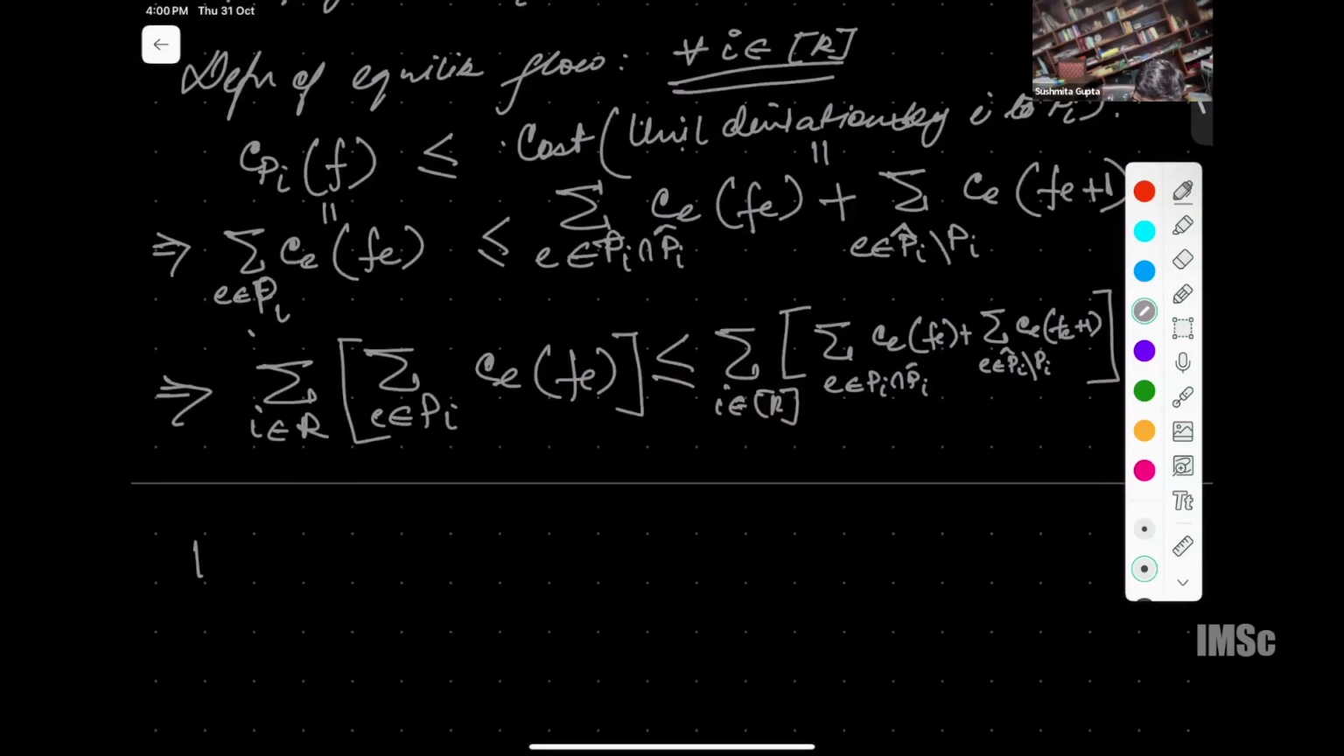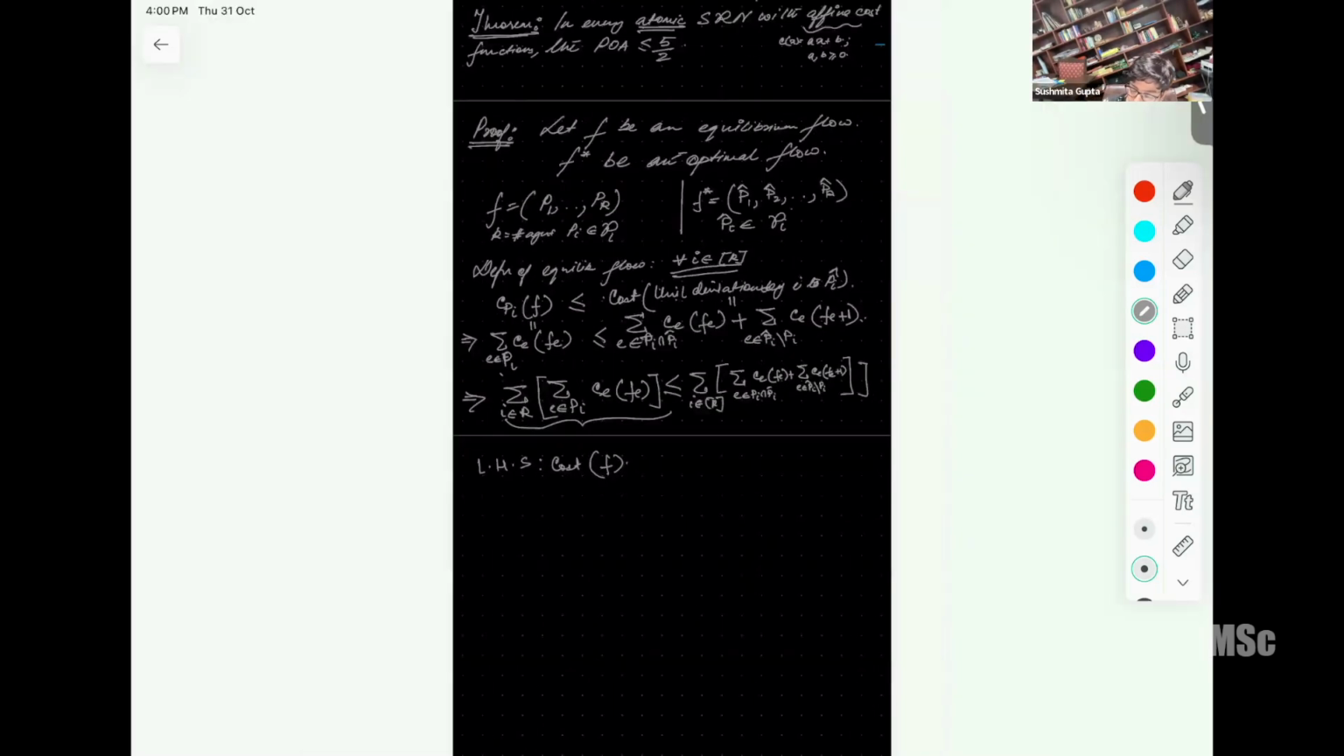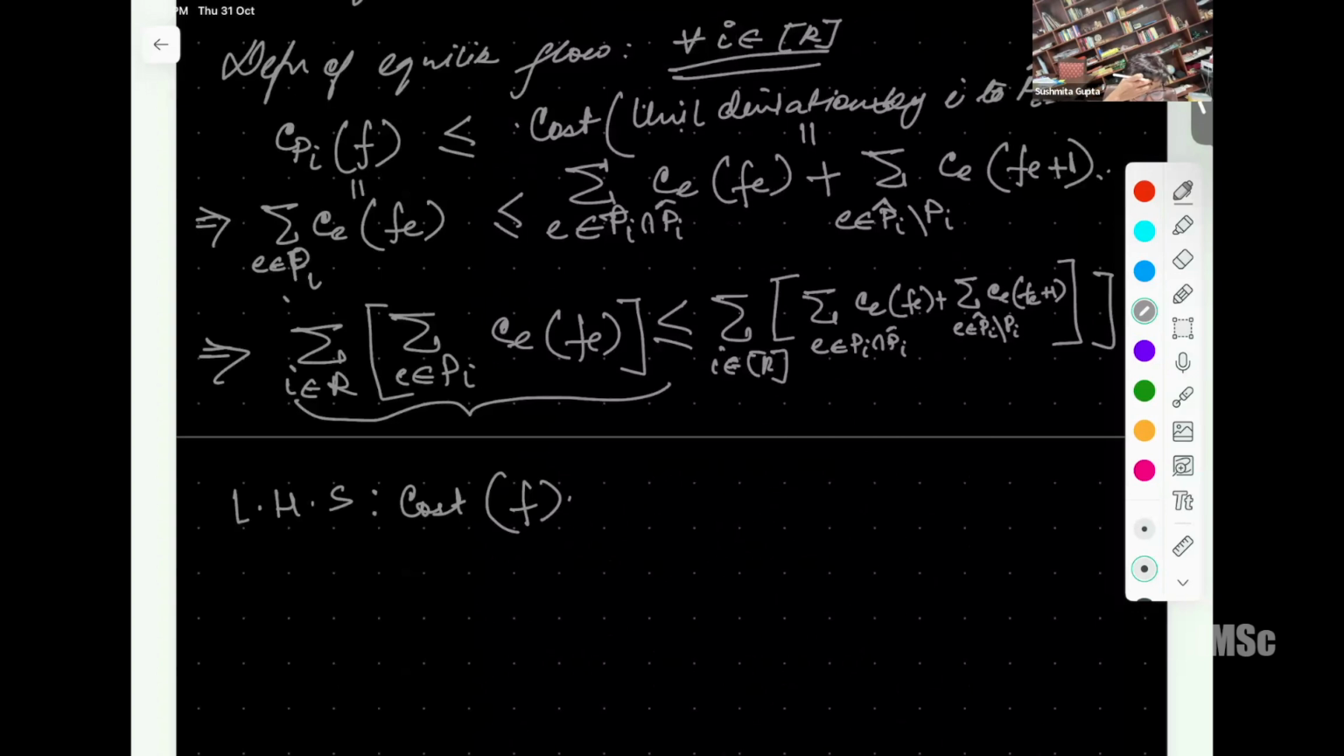So this left hand side is this quantity, the cost of f, right? Nothing more. This right hand side is what? Do we have a physical interpretation of it? It's basically the total cost incurred by everybody due to the unilateral deviation of one person, right? That's it, nothing more. The total cost due to the unilateral deviation.